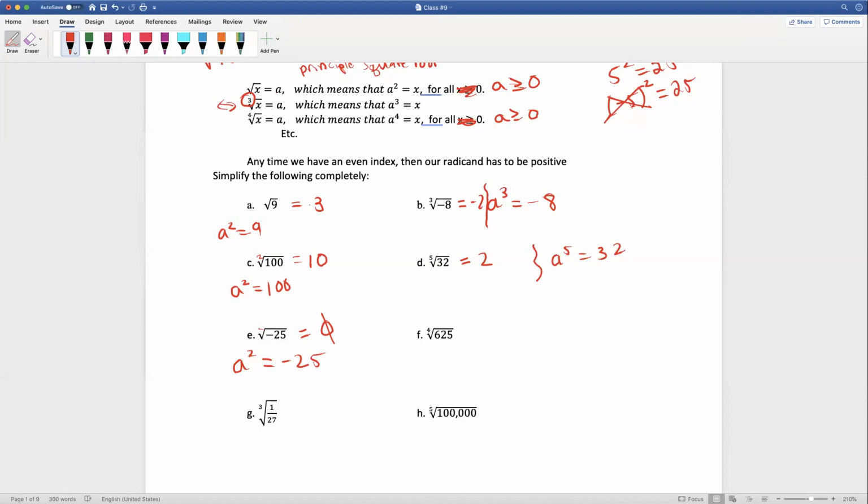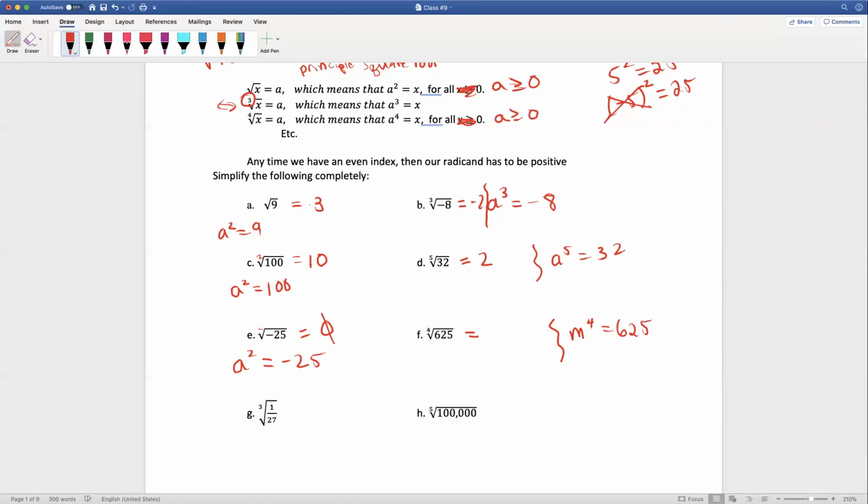Remember, if you're squaring a number, it has to be exactly the same number. Okay, a few more examples here. The 4th root of 625. Well, what number, I'm going to stop using A, let's use some other letters here. What number, when we raise it to the 4th power, gives us 625?